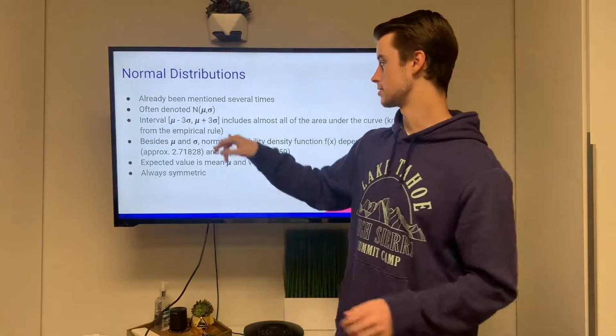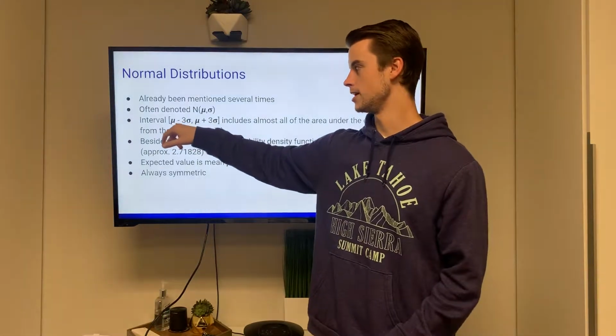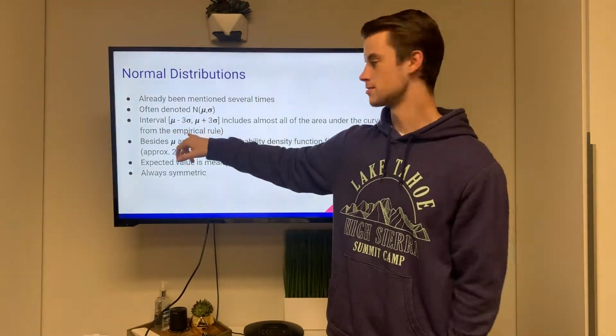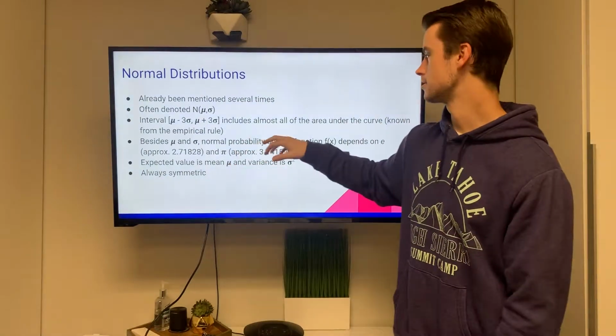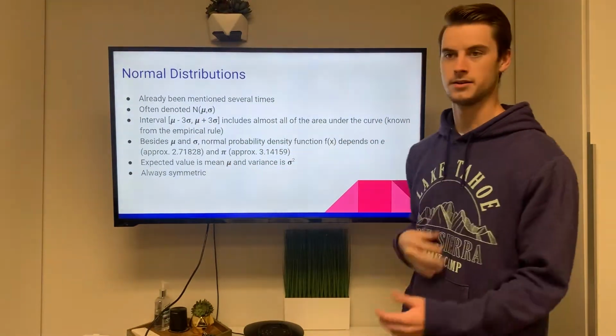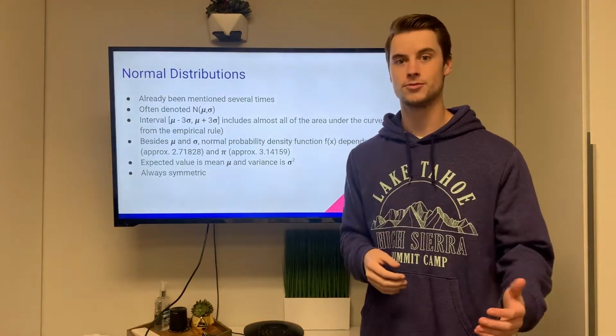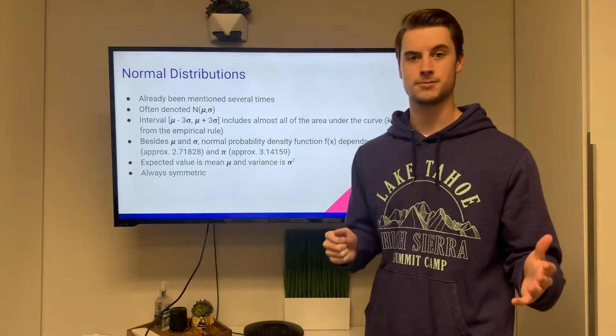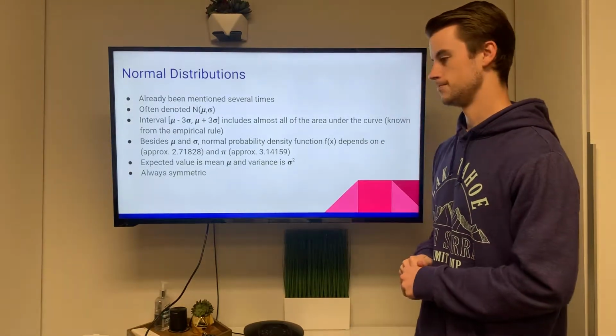We talked about normal distributions, right? You can have an interval, mean minus 3 standard deviations away, mean plus 3 standard deviations away, that includes almost all the area under the curve, right? We learned that based on the empirical rule. So we learned that in chapter 4, right? The empirical rule.